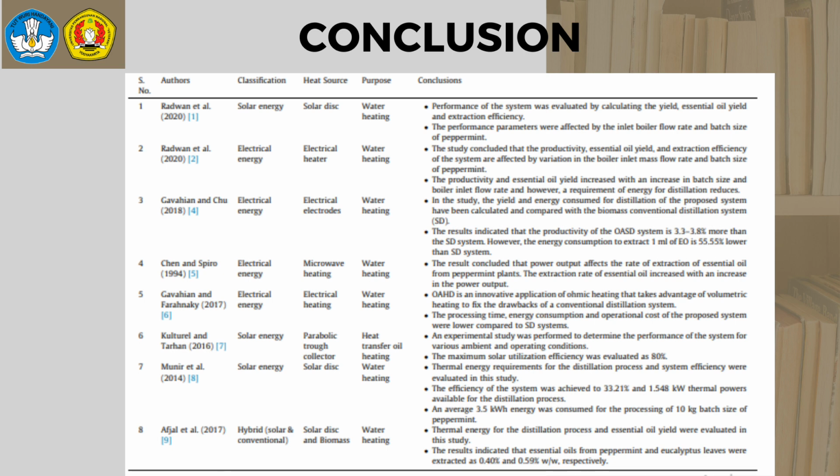Okay, next, the conclusion by Chen and Spiro with classification electrical energy again and purpose water heating. The research concludes that power output affects the rate of extraction of essential oil from the peppermint plant. The extraction rate of essential oil increases with an increase in the power output.